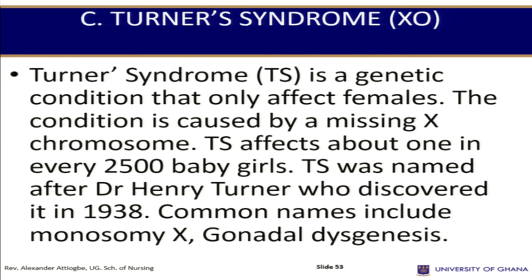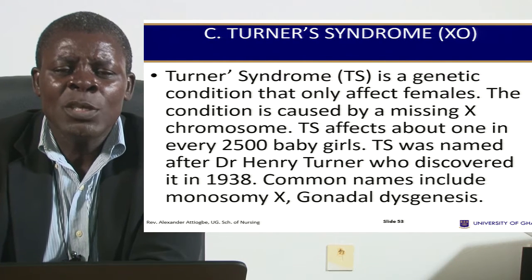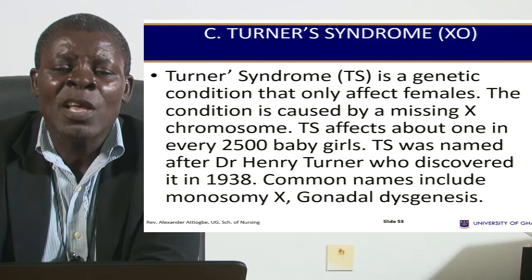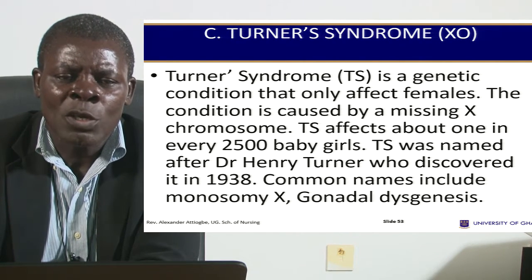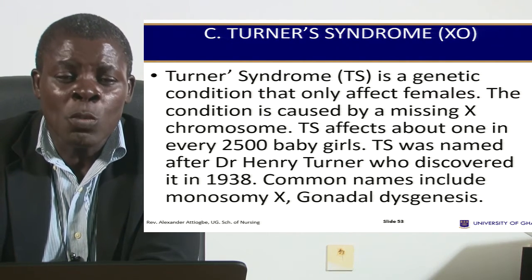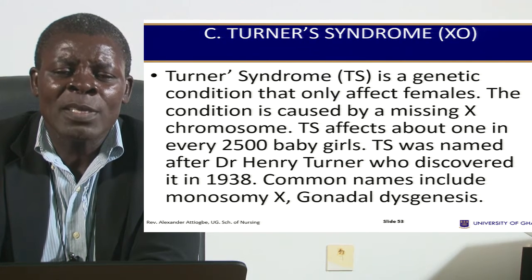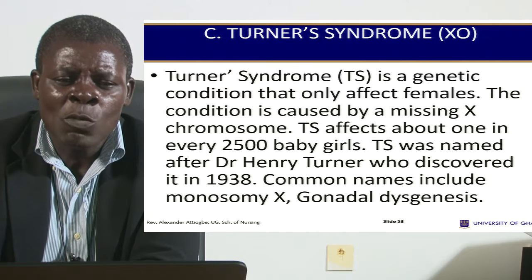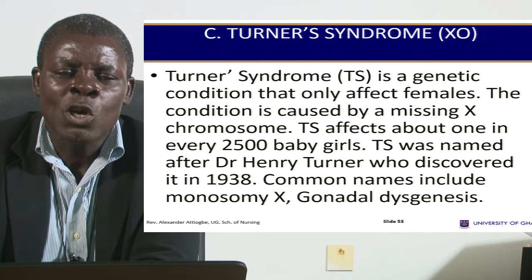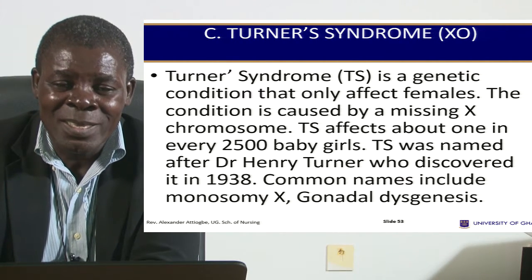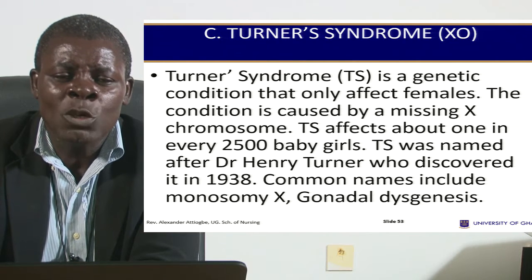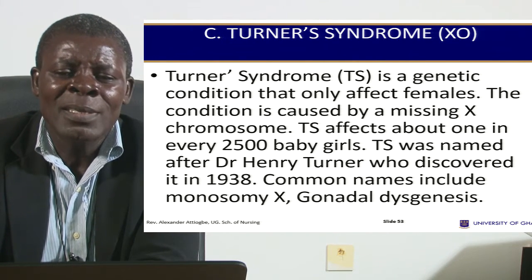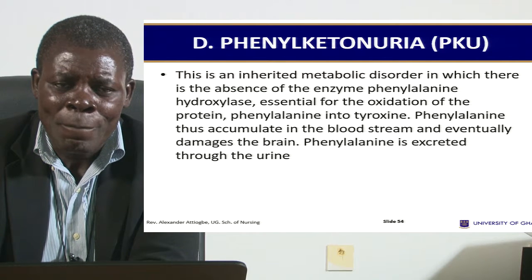The next is Turner syndrome. Turner syndrome, TS, is a genetic condition that only affects females. The condition is caused by a missing X chromosome. Turner syndrome affects about 1 in every 2,500 baby girls. Turner syndrome was named after Dr. Henry Turner, who discovered it in 1938. Common names of Turner syndrome include monosomy X and gonadal dysgenesis.